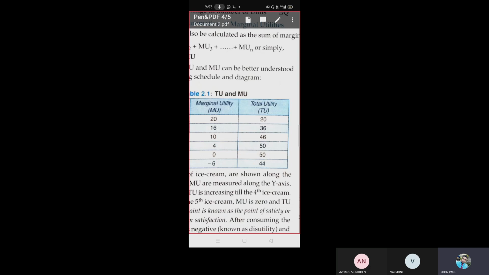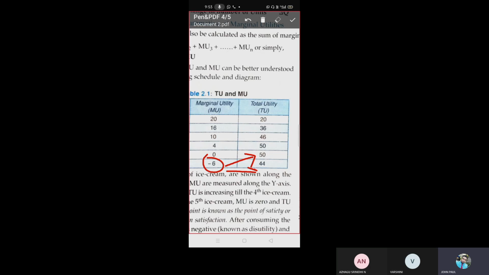So you can see, beyond that I ate one more ice cream. The marginal utility I got is -6. So 50 minus 6 is equal to how much? 44. Got it? 44. So this is how we are able to find total utility.